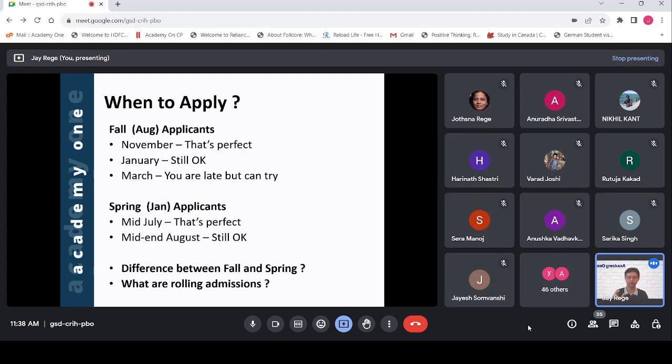Universities that have late deadlines, like March or later, generally follow a rolling admission process. Whenever you apply, within 4 to 6 weeks, they would make a decision. So if you apply in November, maybe by December end or January, they would give you a decision.